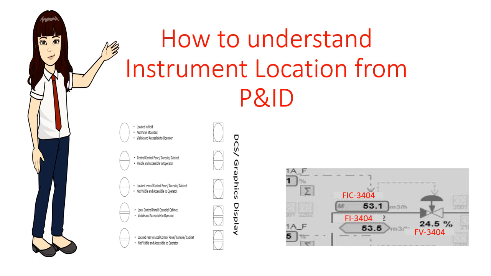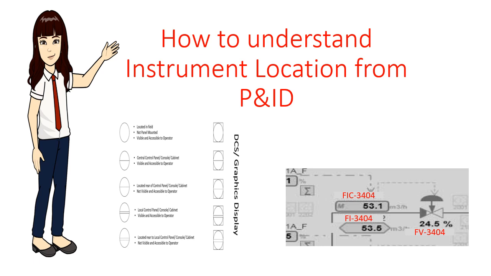In this video, we will be learning how to read instrument location, or how to understand where the instrument is located, by going through the P&ID. For that, you need to understand the different symbologies that are normally used in the P&ID to denote whether the instrument is located in the field, or in the control room, or whether it is a graphic symbol.